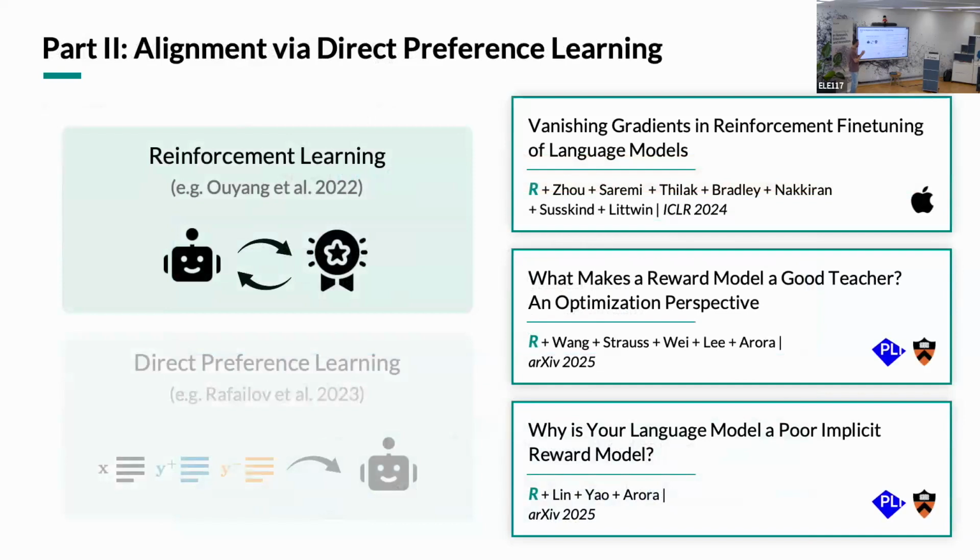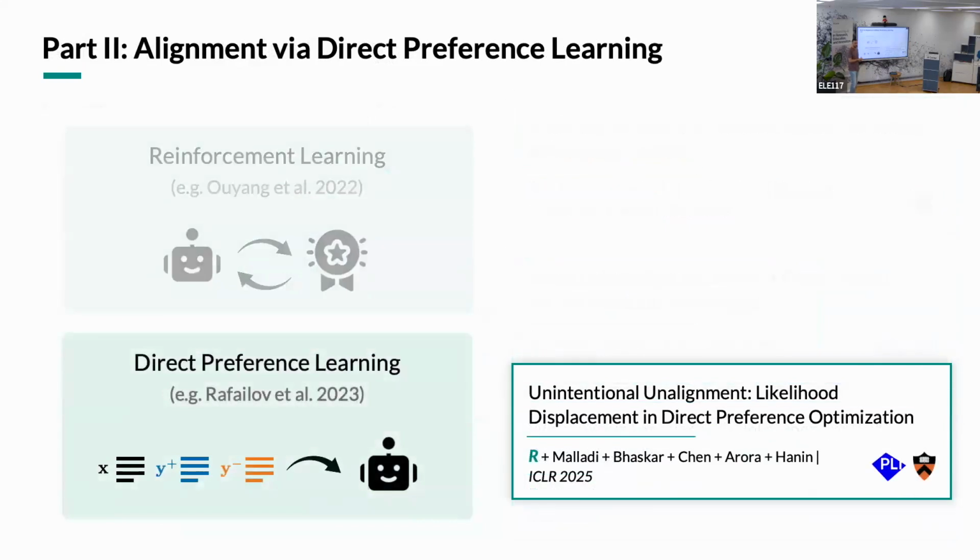Okay, so this wraps up the main part of the talk. And are there any questions before we move on to discuss direct preference learning?